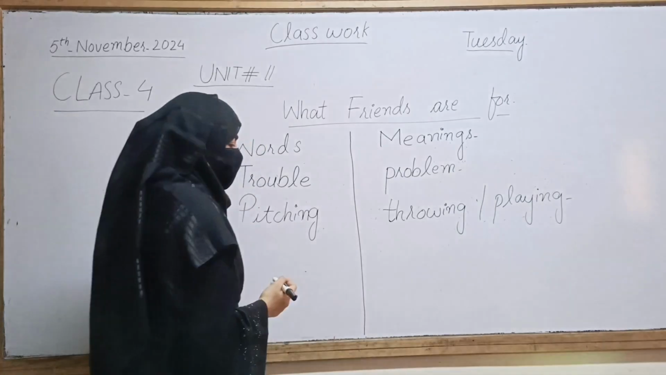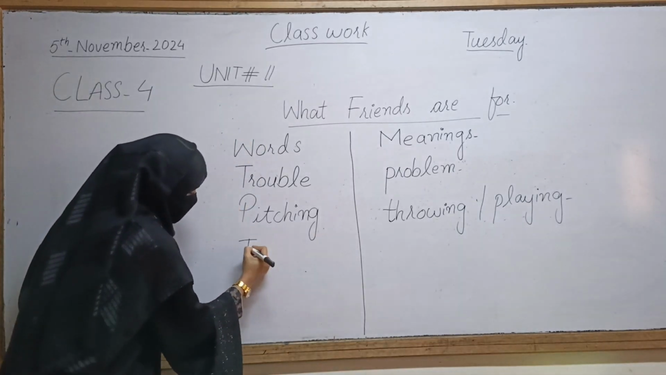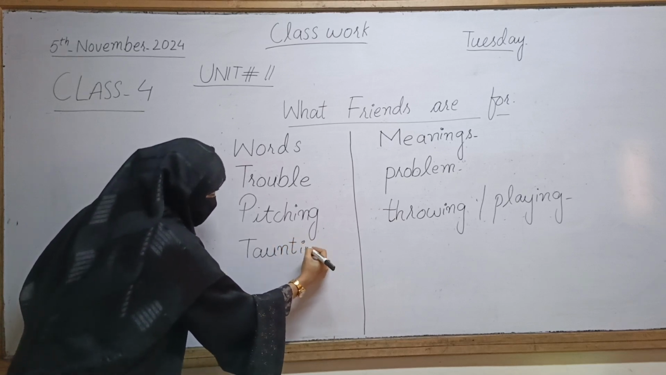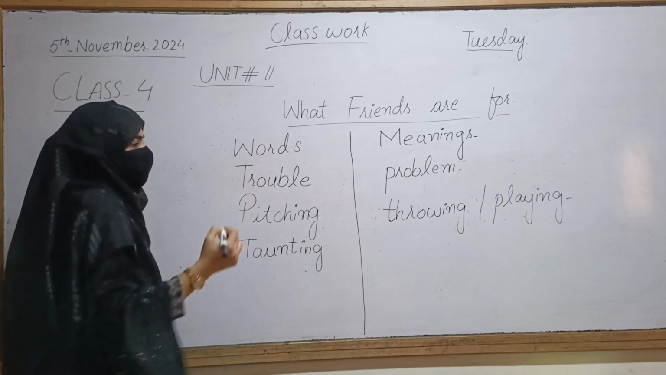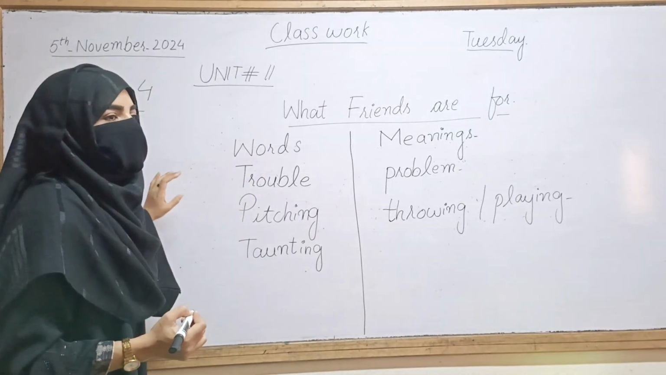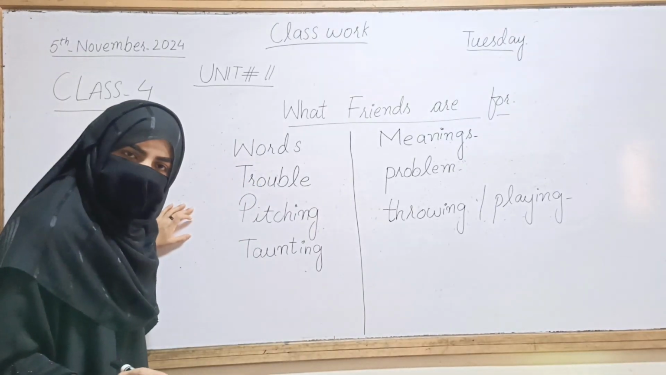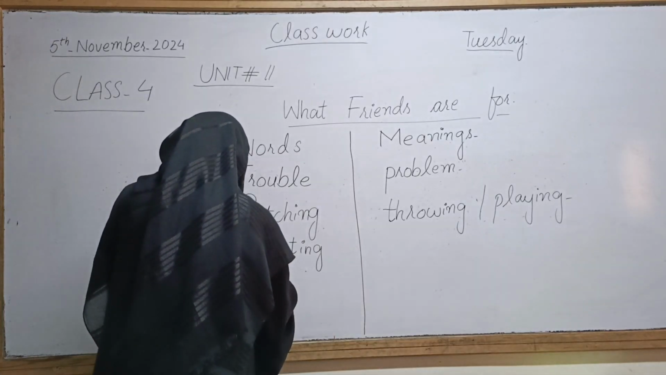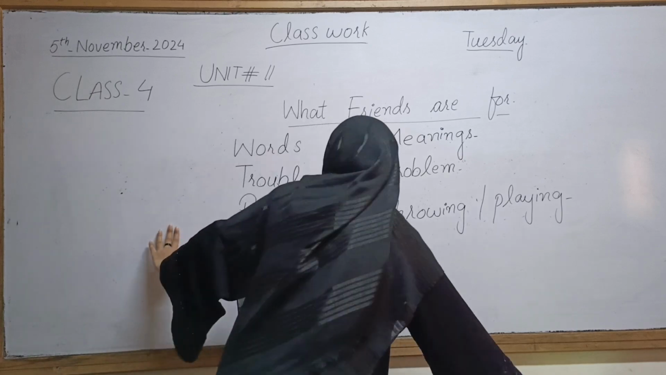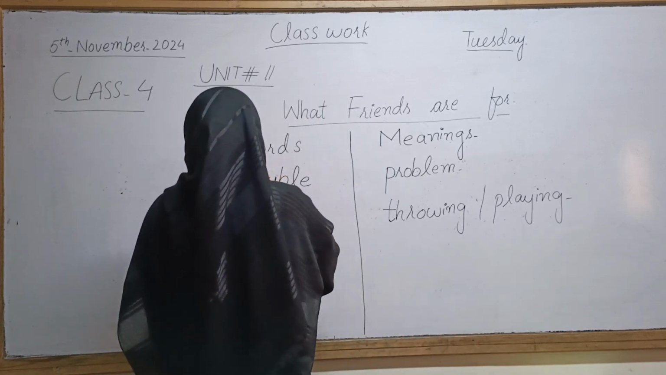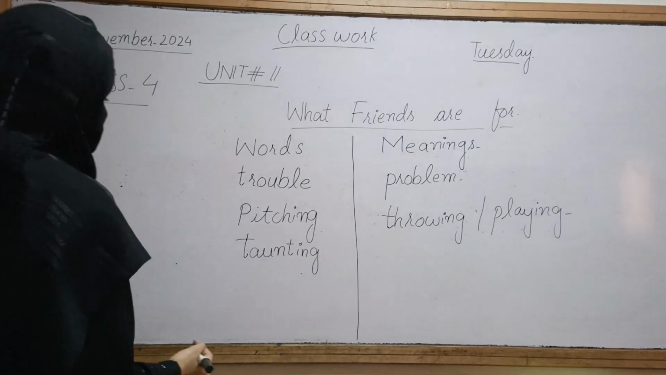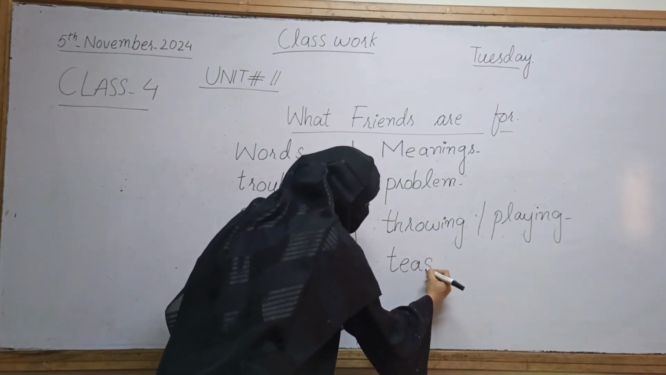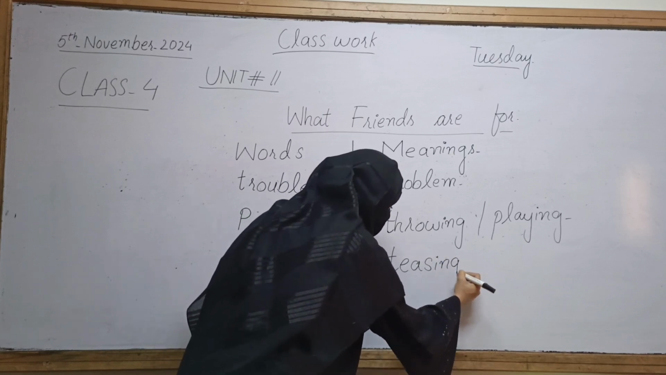Okay. Next the word is taunting. Come along with me and write the word taunting. What's the word? Taunting. Taunting means tana dena. When we taunt somebody, when we bully somebody, when we tease somebody. So what would be the meaning of this word? Taunting. Taunting means teasing. Make sure to write teasing, not tease. I will mark it wrong.